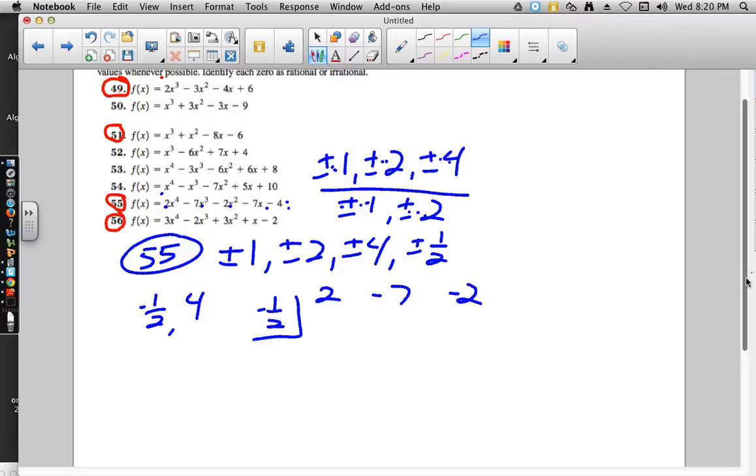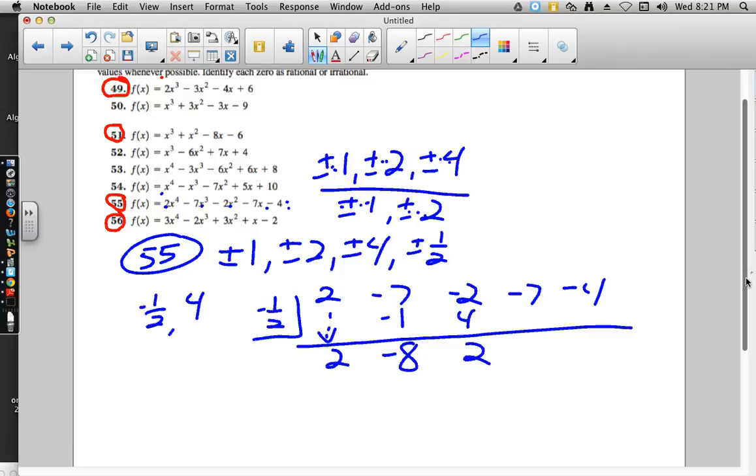So 55 is in standard form. Get those coefficients down there. Don't forget to take the sign with. And then go ahead and do your synthetic. Bring down your leading term, leading coefficient of a 2. Multiply times negative 1/2, you get negative 1. Add together with that negative 7 and get negative 8. Negative 1/2 of negative 8 is positive 4.